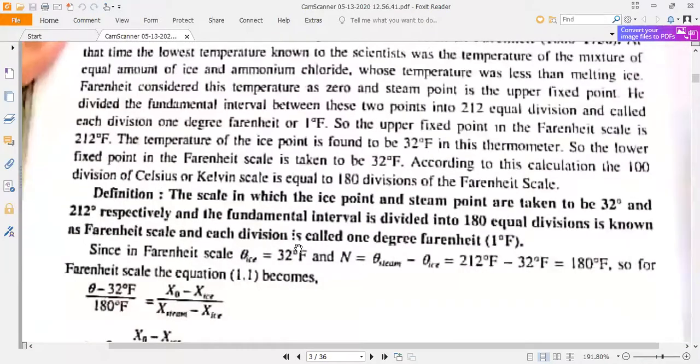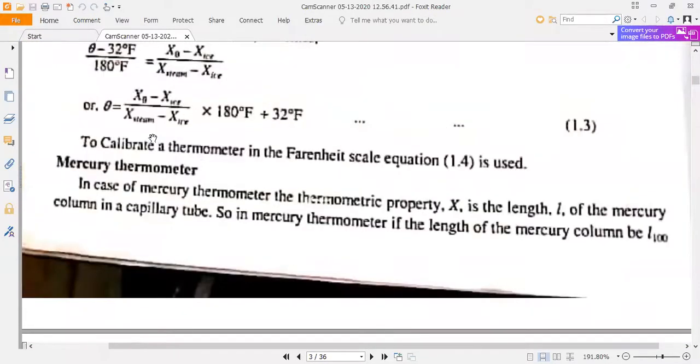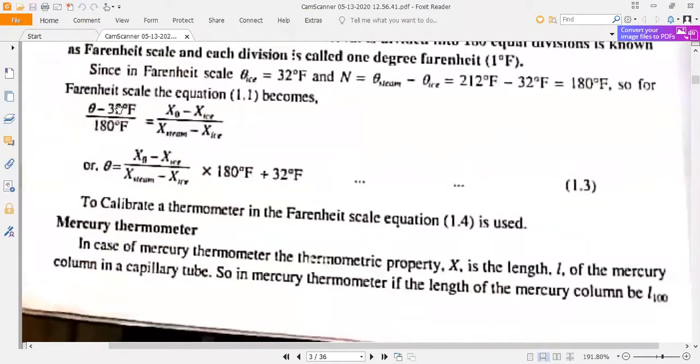Okay. So you can see 0 degrees Celsius has become 32 degrees Fahrenheit, and the difference between the upper fixed point and the lower fixed point is 180. Instead of this, you could have written 212 minus 32. That would have given you the same value, right? And the right hand side is just the same.